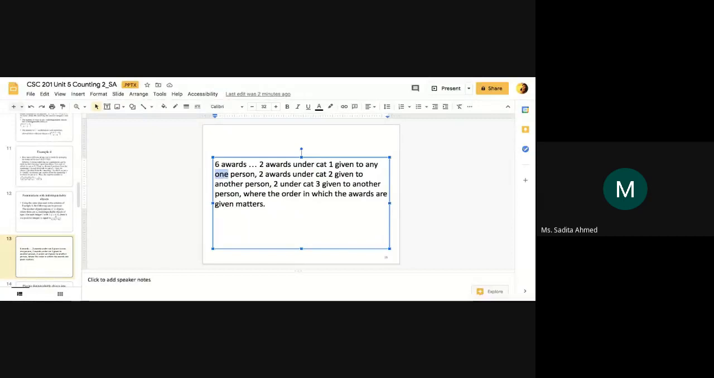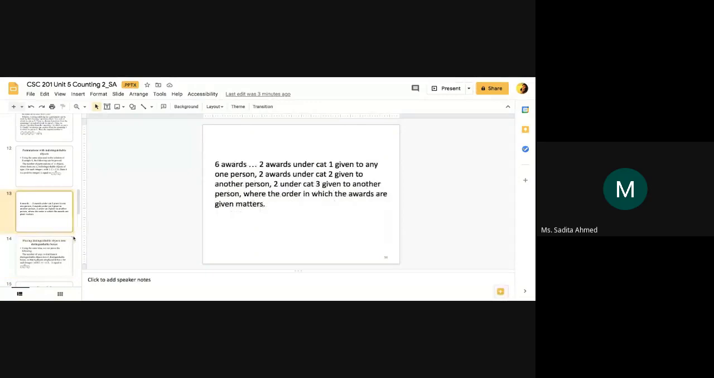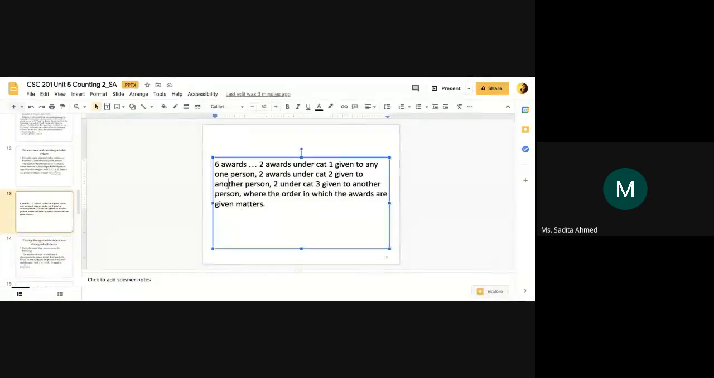you're giving the 2 awards to one person. If you're giving 2 awards to one person, in that case, would order matter? You're giving 2 awards of the same category to one specific person, all right? One person. So in that case, would order matter? No, it wouldn't, all right? The second scenario as well. 2 awards under category 2. So again, 2 awards under the same category, which are given to another specific person.